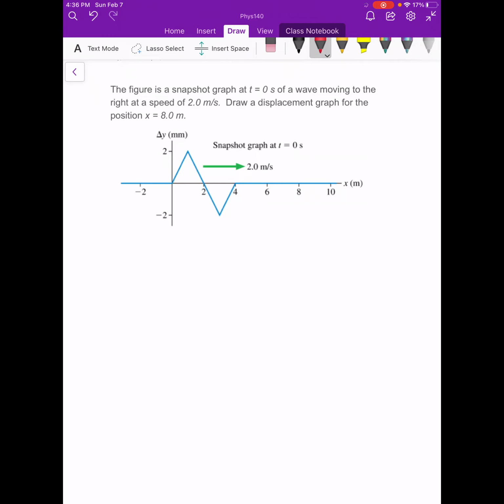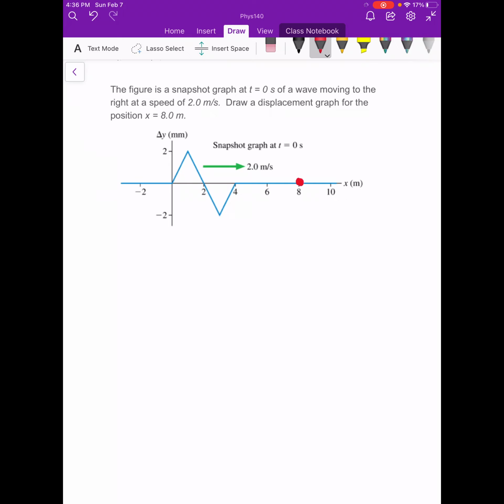In this example, we have a figure of a snapshot graph at t equals 0 seconds of a wave moving to the right at a speed of 2 meters per second. And we need to draw a displacement graph for the position x equals 8 meters. So the first thing I'm going to do is draw a dot on 8, right here. So this is where we want to know.